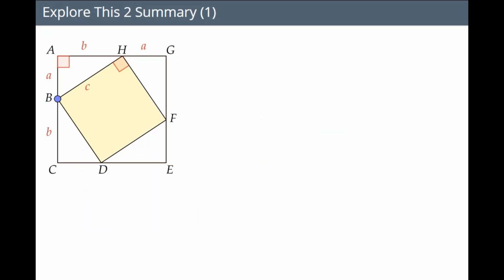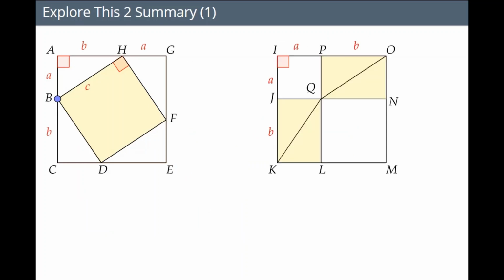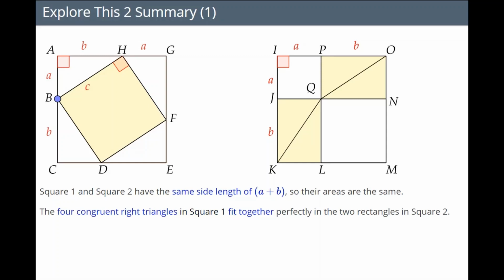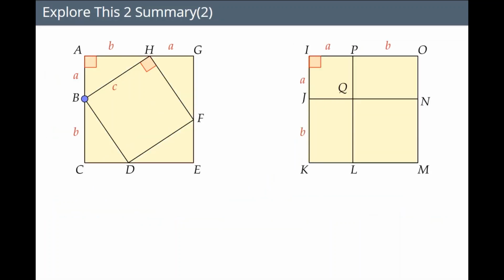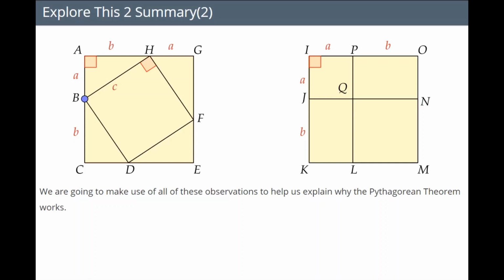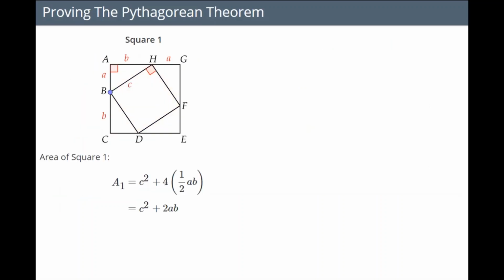You would have noticed that square 1 and square 2 have the same side length of a plus b, so their areas are the same. You would have also noticed that the four congruent right triangles in square 1 fit together perfectly in the two rectangles in square 2. We are going to make use of all these observations to help us explain why the Pythagorean theorem works. All theorems need to be proved, so let's have a look at the proof of the Pythagorean theorem.